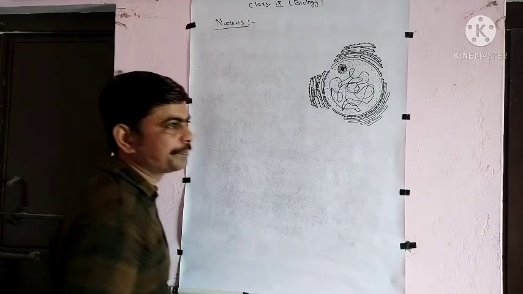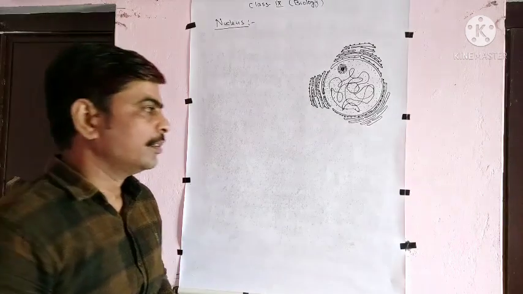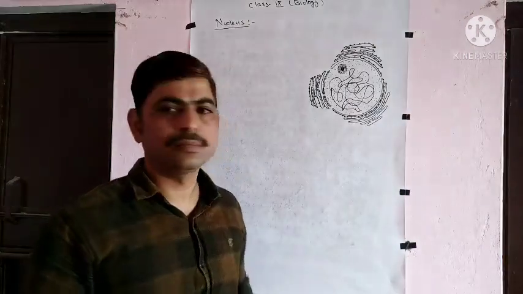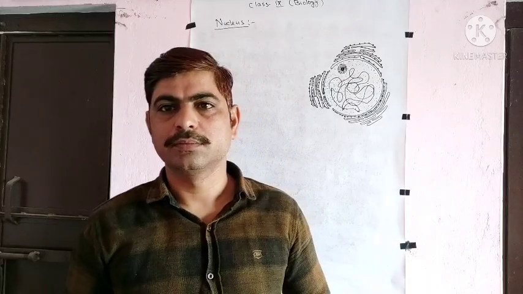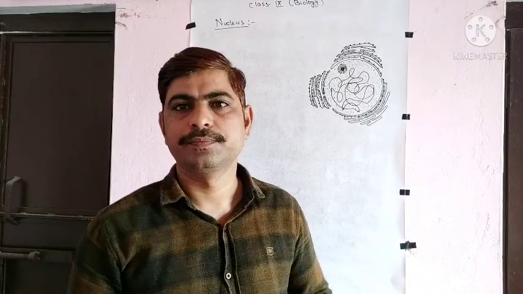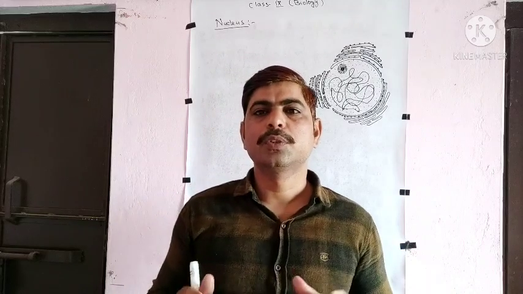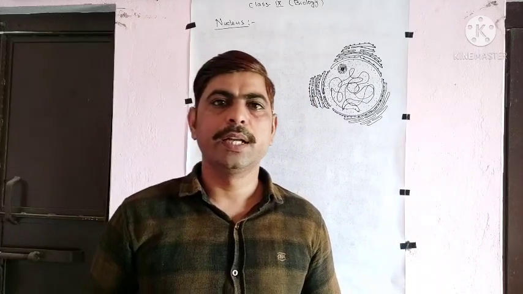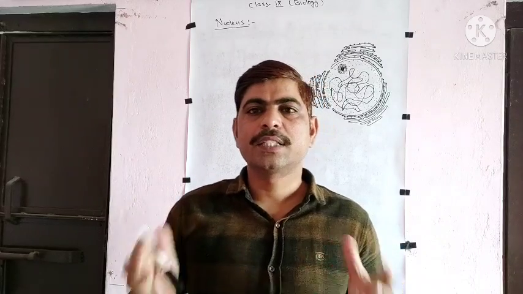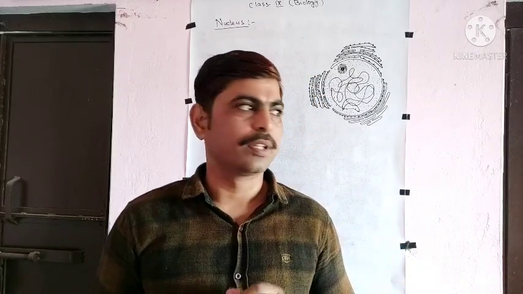Dear students, this diagram takes some time and the video would become longer. That's why I drew it earlier. Okay. Nucleus is the most conspicuous and largest organelle of the eukaryotic cell.